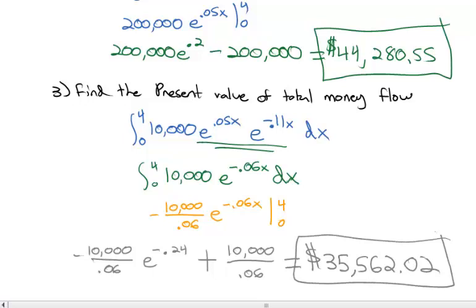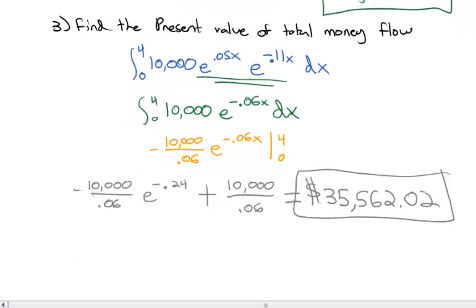In other words, if I had a lump sum right now of $35,562.02, and I stuck it in an account, after 4 years I would have the same amount of money as if I put in that continuous flow of money over the next 4 years.